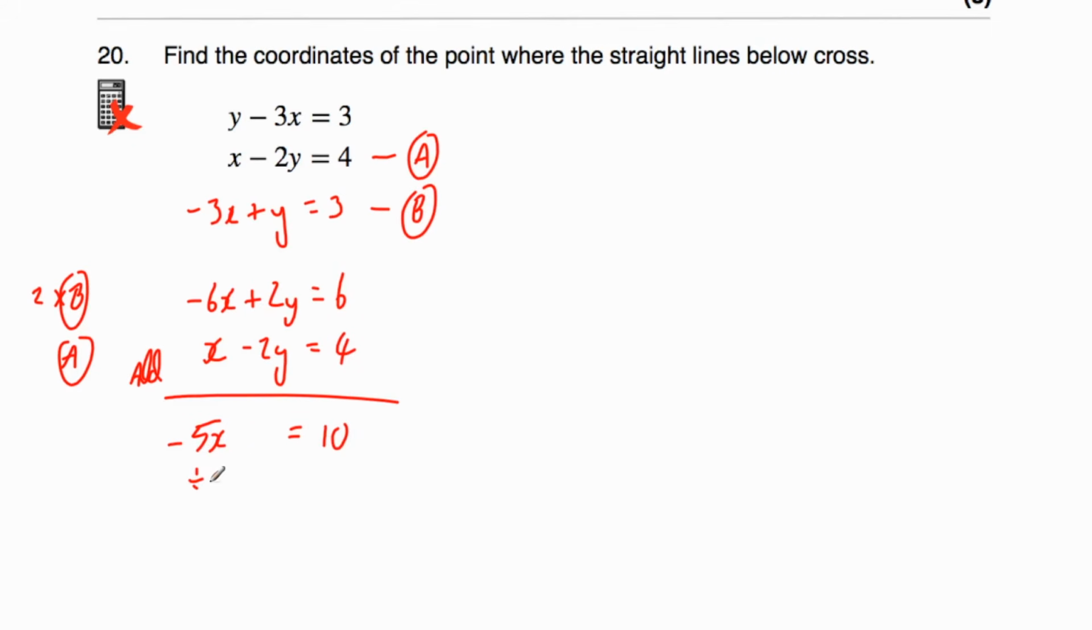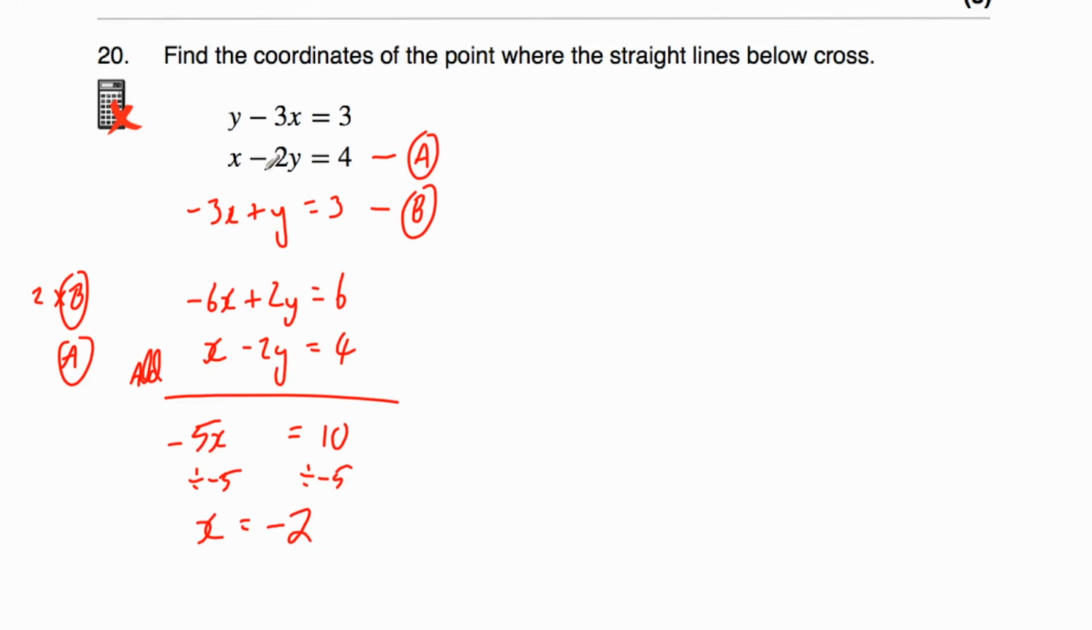Let's now divide both sides by minus 5. So divide by minus 5 and divide by minus 5. Minus 5x divided by minus 5 would just be x. And on the right-hand side, we've got 10 divided by minus 5. A positive divided by negative is a negative, so it's going to be negative. And 10 divided by 5 is 2. So x is equal to negative 2.